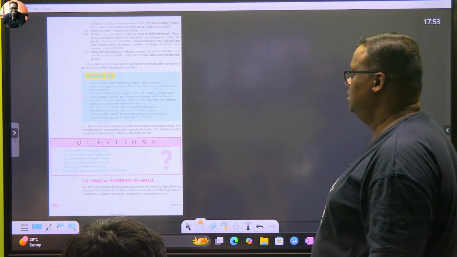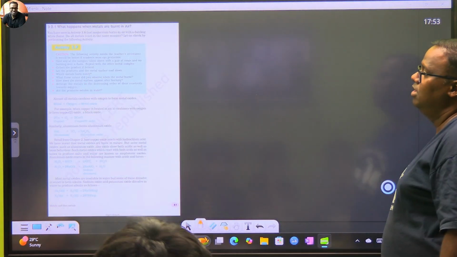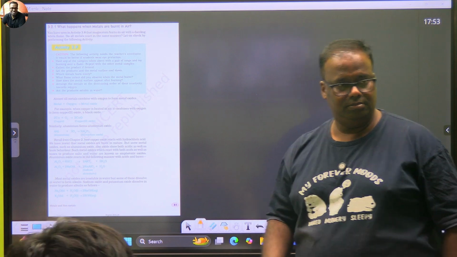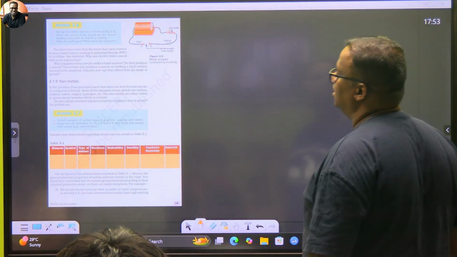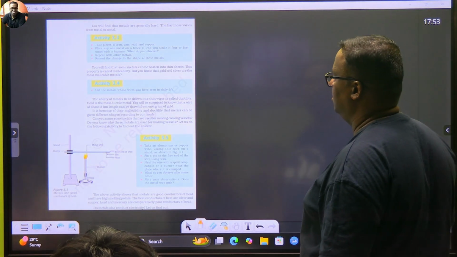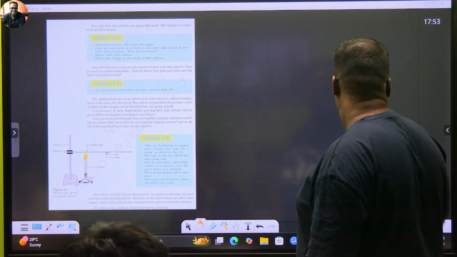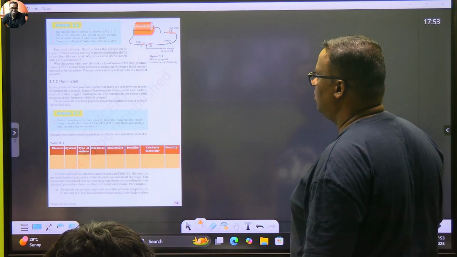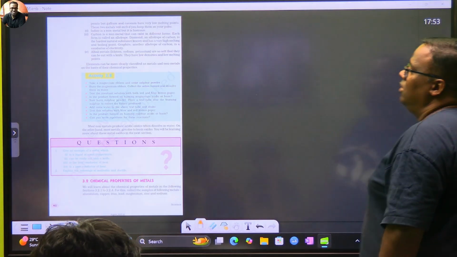Shall we? Chemical properties of metals. चलें आगे. चलिए. Yeah, sir, can you go back to the previous activity? Yeah, previous. Activity 3.8. Yeah, tell me. Sir, which activity? 3.8. We have not come to 3.8 yet, I think. This one, yeah. Okay, I'll read it and you tell me where you have a problem.